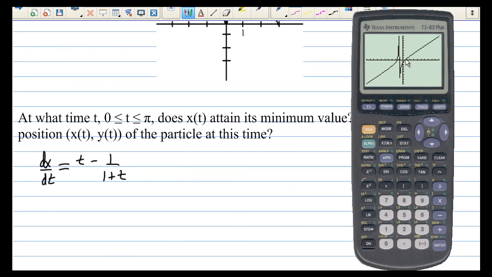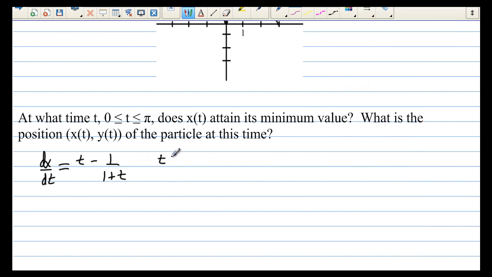Here's the graph, and we are looking for that value right there where the derivative is equal to 0. So we can go second, calculate, zero. Here's the left bound, here's the right bound. And the t value is 0.618. So t equals 0.618. That's the value of t when x of t is at a minimum.